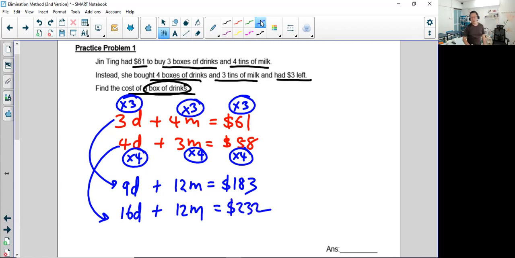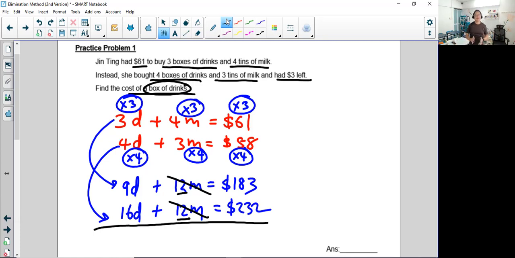All right, then how do you get rid of the tins of milk? You want to know how much is the box of drinks. So how to get rid of the tins of milk? You look at the tins of milk, you can see they are now equal already. So you can subtract. So how do you subtract? Well, you take the statement below and you minus the statement on top. So it will look like this. You take the statement below, 12 minus 12, you have eliminated the tins of milk. So this is called the elimination method.